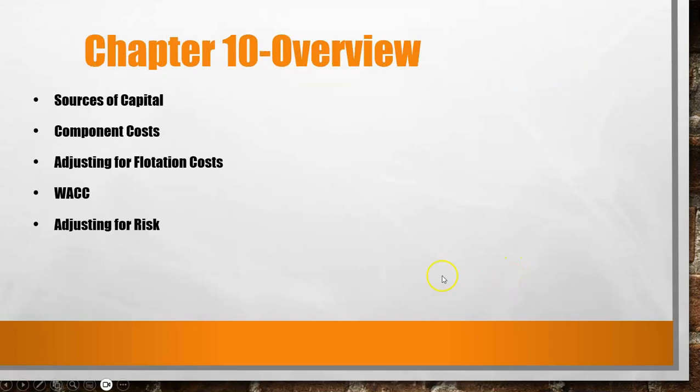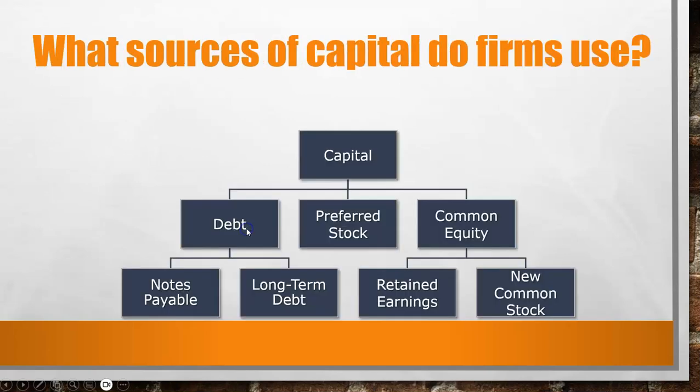So chapter 10, quick overview: sources of capital, component cost, adjusting for flotation cost, weighted average cost of capital, and adjusting for risk. How we use this stuff in the real world. How we get capital. Capital is money. We use the money to buy new things for the business. There's different ways we can get that money.